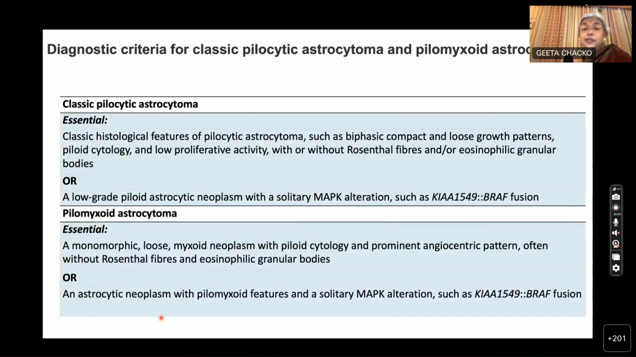So, in the WHO, the essential criterion, one of the tumors that does not really require molecular testing for diagnosis, is that it has classic features with biphasic components and low proliferative activity with or without Rosenthal fibers. So, our case fits in with this classic pilocytic astrocytoma. You could also, if you see a low-grade tumor with the MAP kinase alterations, make a diagnosis of pilocytic astrocytoma. And in pilomyxoid, you do not see Rosenthal fibers, you see this myxoid background.